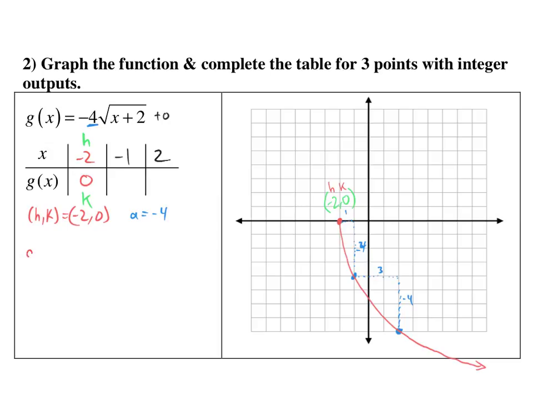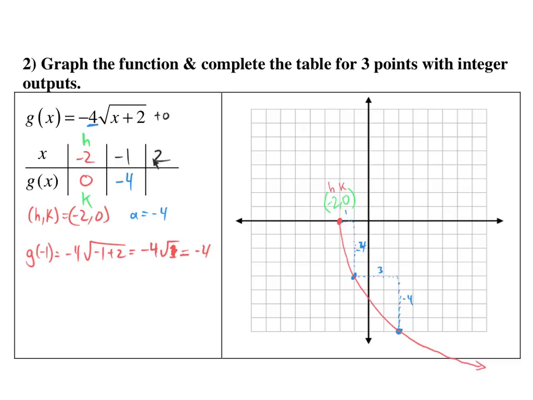Yeah. So g of negative 1 would be negative 4. And then you put the negative 1 plus 2, which would be negative 4 times the square root of 1, which is negative 4. All right, so this right here would be negative 4. So negative 1, negative 4. And if we look at my graph, was that right? Is that negative 1, negative 4?